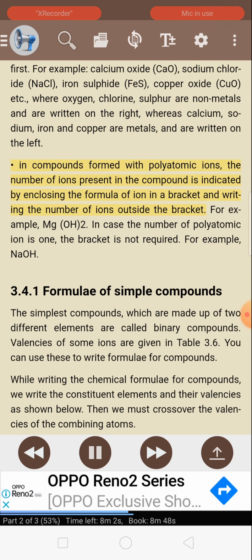In compounds formed with polyatomic ions, the number of ions present in the compound is indicated by enclosing the formula of the ion in a bracket and writing the number of ions outside the bracket. For example, Mg(OH)2. In case the number of polyatomic ions is 1, the bracket is not required. For example, NaOH.